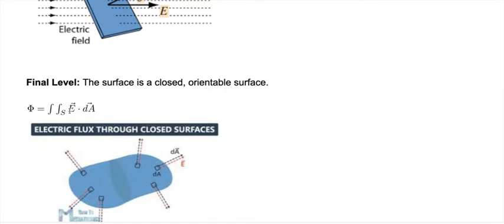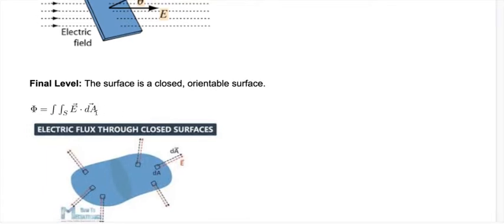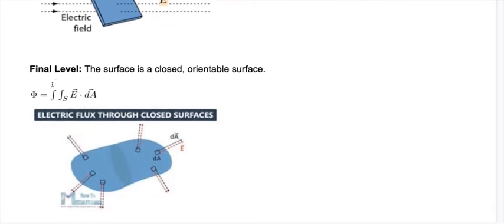So I'm dotting E with a normal vector. That tells me how much of E lives parallel with the normal vector, or, in other words, perpendicular to the surface. So this is our most general form for flux. We're going to use this a lot when we're doing Gauss's law.